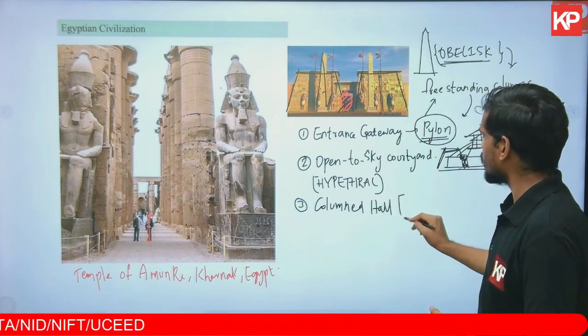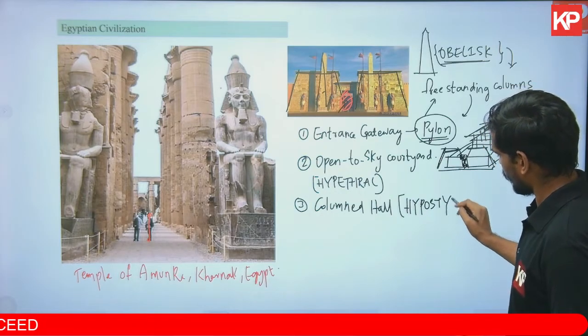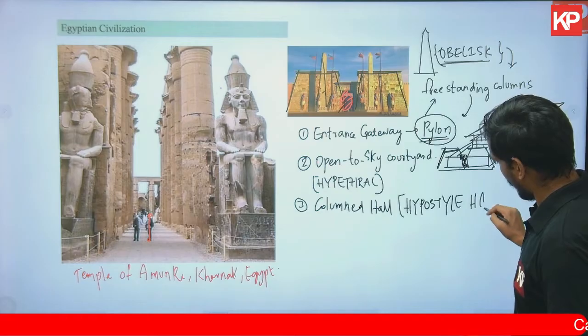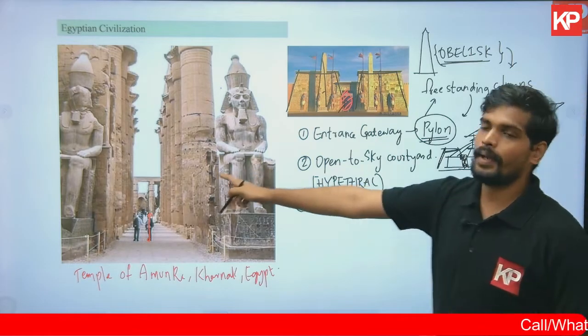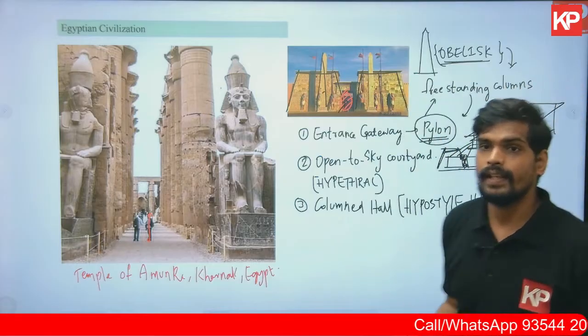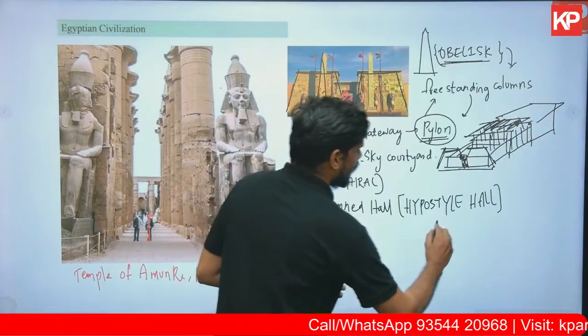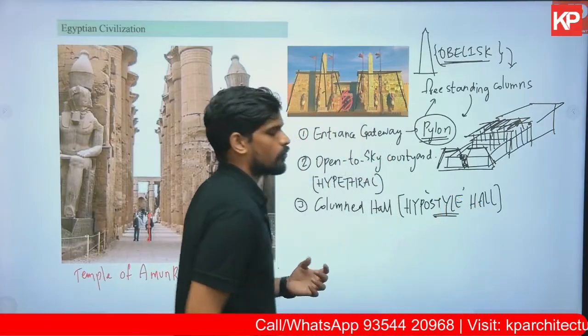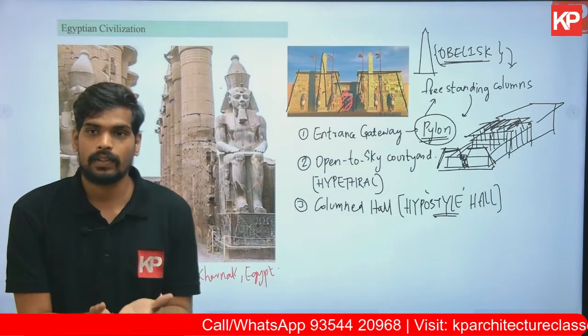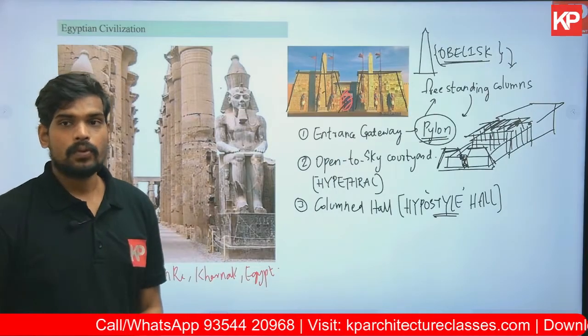The columned hall of ancient Egypt is known as the hypostyle hall. This picture is of a hypostyle hall. It's a very famous component of the ancient Egyptian temples. Hypostyle, HYPO, hypostyle. Style is a word which relates to column. So columned halls are called hypostyle halls. That is something which you can remember.